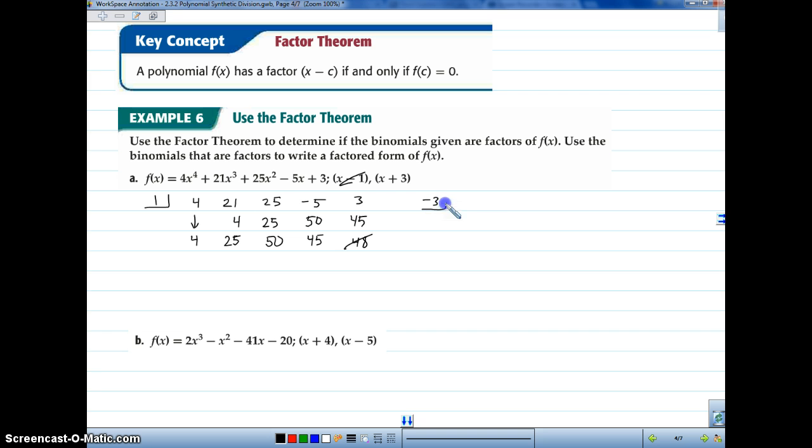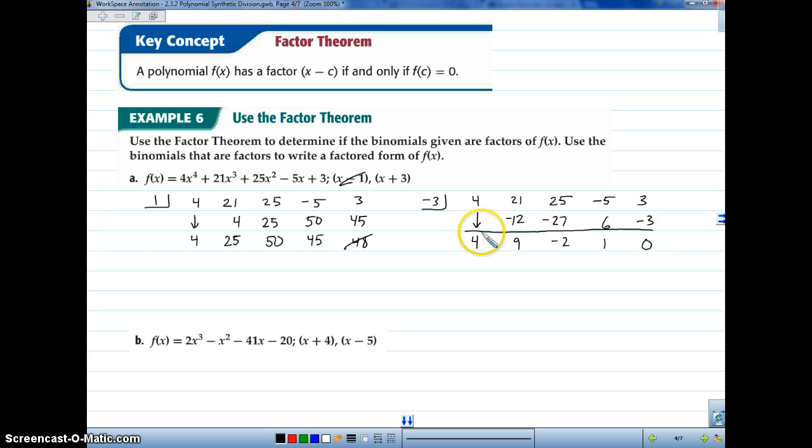Let's try negative 3. 4, 21, 25, negative 5, and 3. So it's negative 12. It's going to be 9. It's negative 27. It's negative 2. So far, so good. 6. This is 1. And negative 3. So we got 0 for our remainder.